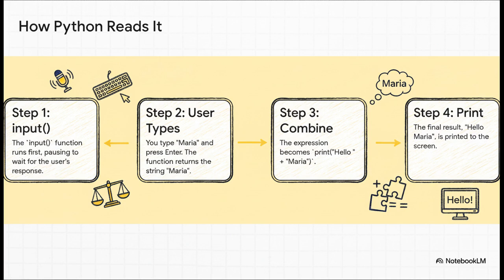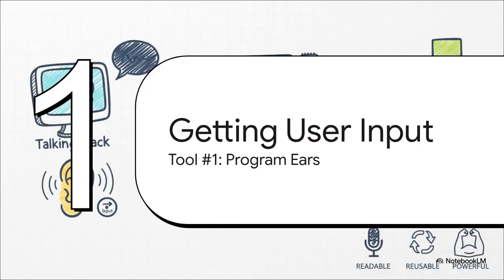So you type your name, let's say it's Maria, and you hit enter. That input function then hands Maria back to the main line. The code now basically sees print hello plus Maria. It smashes those two pieces of text together, and boom, it displays our friendly greeting. Simple as that. And just like that, we've got the very first tool for our toolbox, the input function.